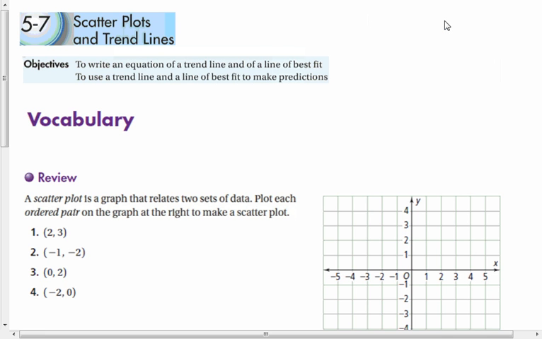Hey students, this is lesson 5.7 and today we are going to learn how to write an equation of a trend line and of a line of best fit, and to use a trend line and a line of best fit to make predictions. Go ahead and do the review and we'll check back with you.